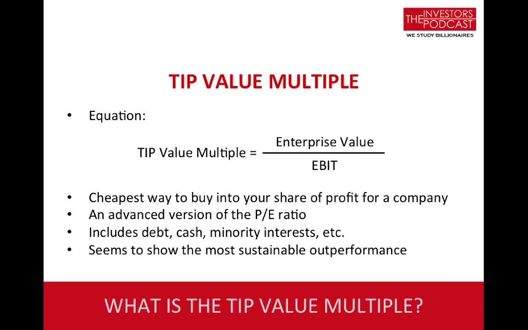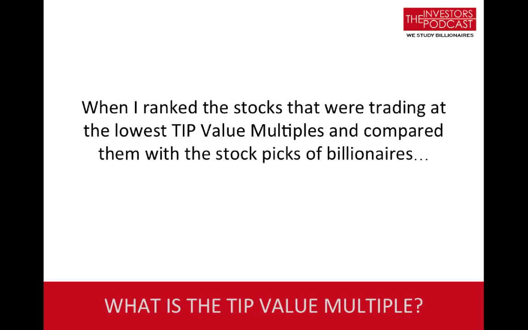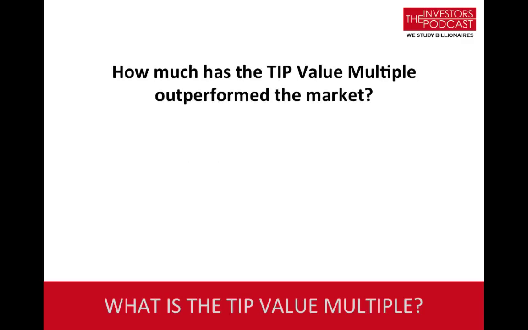Now back to where we were before and my chat with Bill Miller. When I started to rank the stocks that were trading at the lowest TIP value multiples and comparing them with the stock picks Bill had invested in, I found many duplicates. This could hardly be a coincidence, right? So how much has the TIP value multiple outperformed the market?